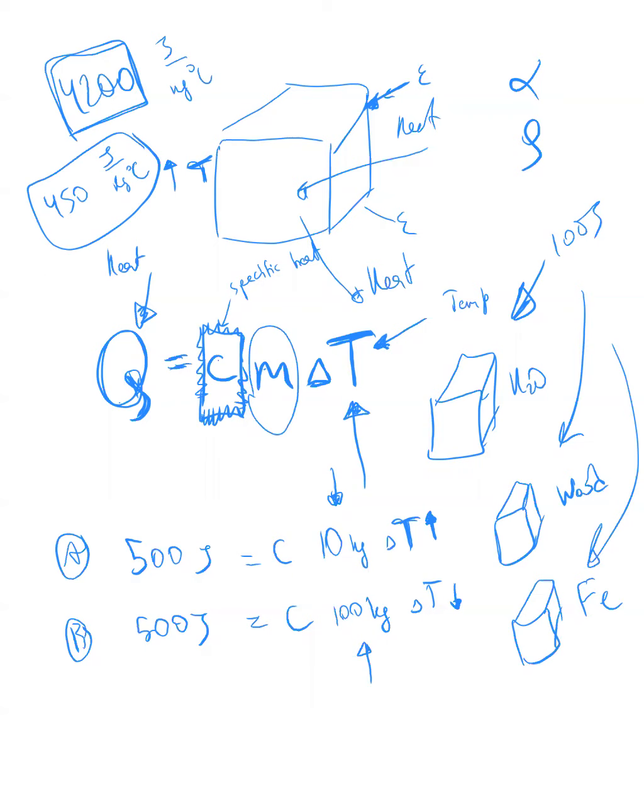So given equal circumstances, the temperature of an object made of iron will increase more compared to the temperature of the same amount of water if you transfer the same amount of heat, thermal energy, to them.